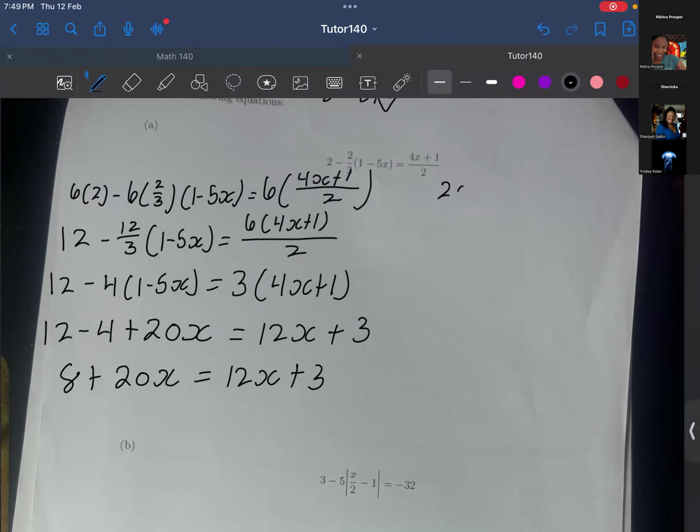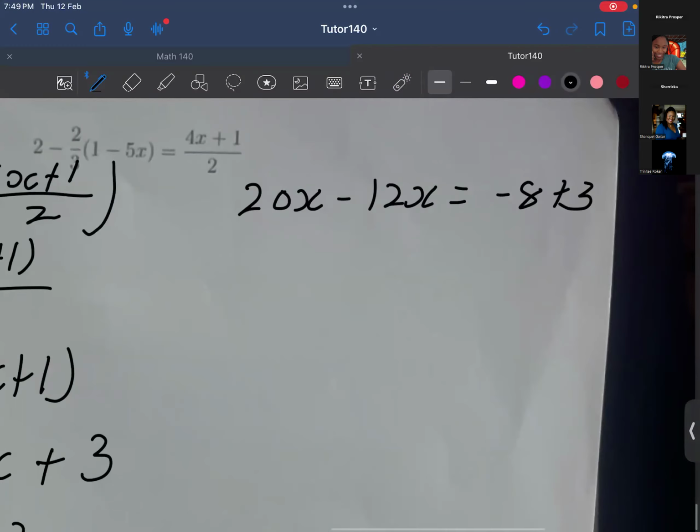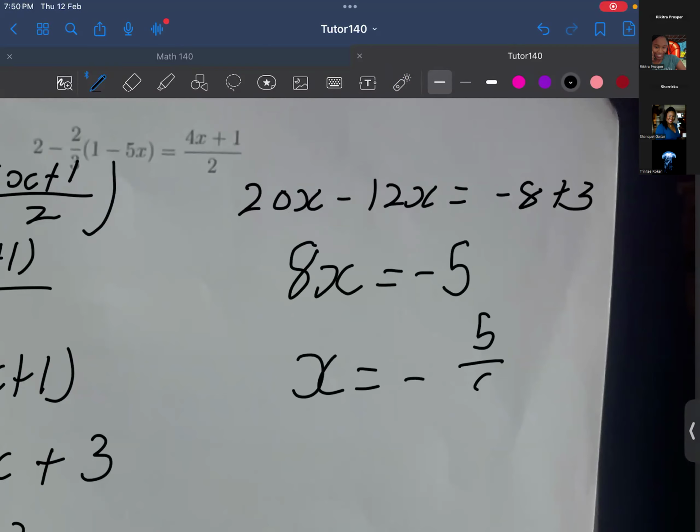So 20x minus 12x is equal to negative 8 plus 3. So I brought the 12 over and it became a negative. And I brought the 8 over and it became a negative. So now we have 20 minus 12 is 8x. So 8x is equal to negative 8 plus 3 is negative 5. So x is equal to negative 5 over 8.